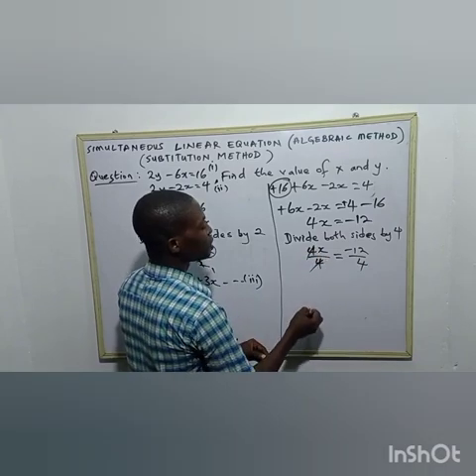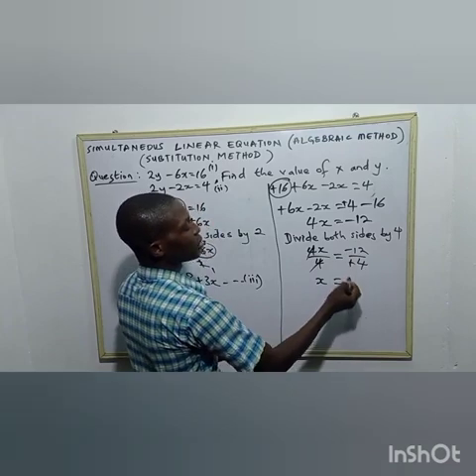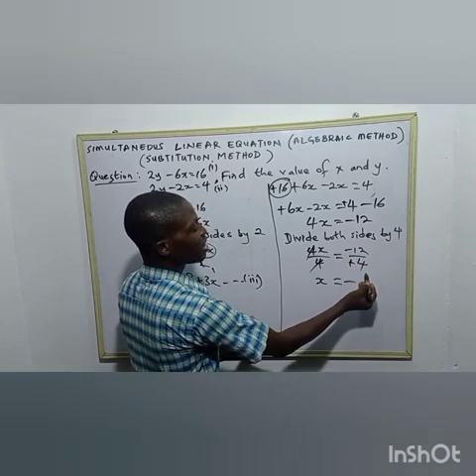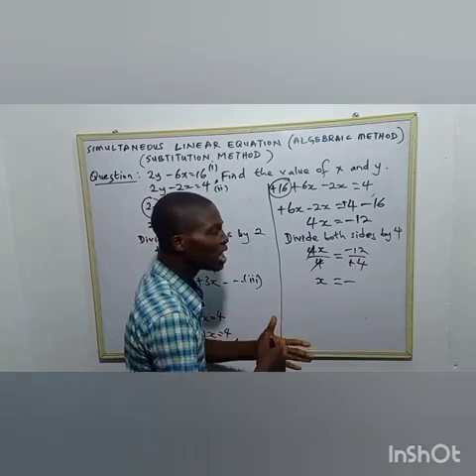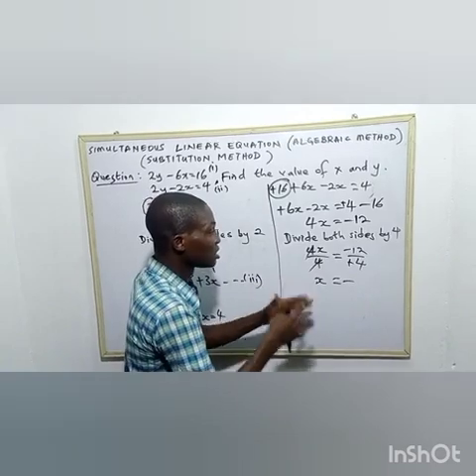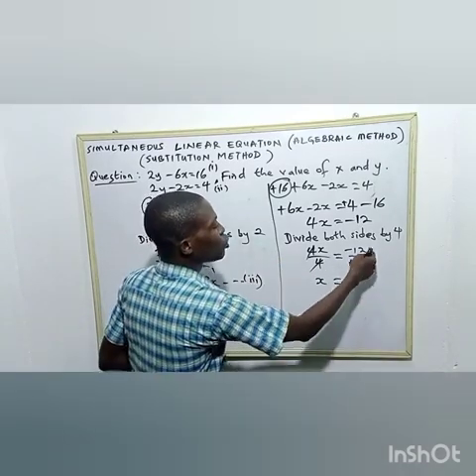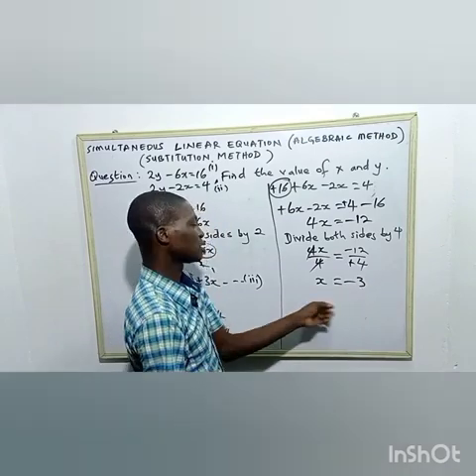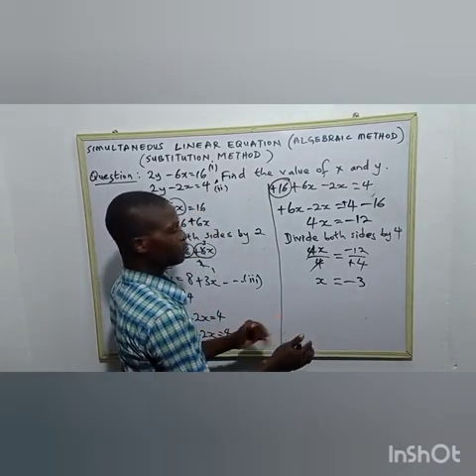This cancels out this, you are left with x equal to, then plus is here, minus divided by plus is minus, 12 divided by 4. I'm doing them separately so that you will get familiar with how the negative and positive signs operate. So 12 divided by 4 is 3. The value of x is minus 3. I believe you have gotten this.